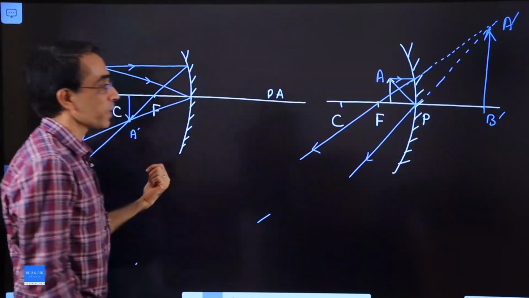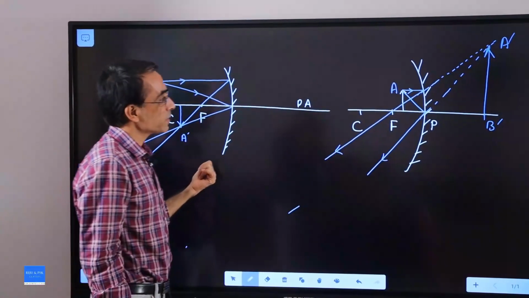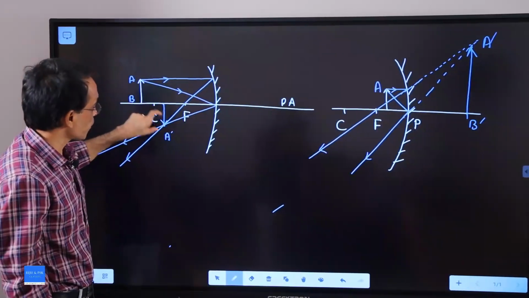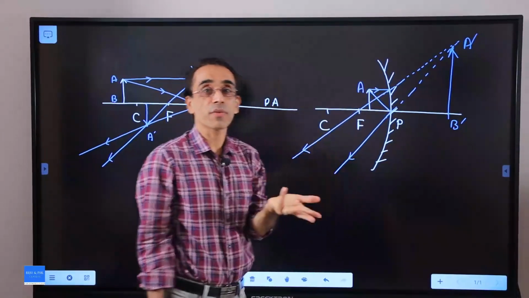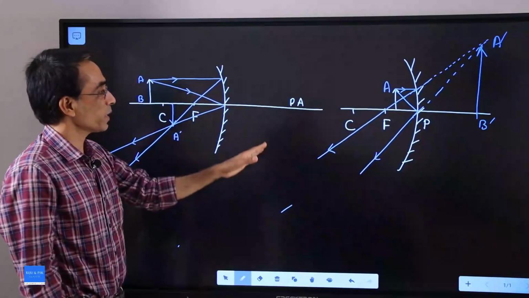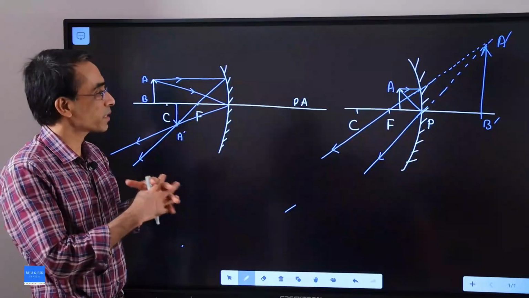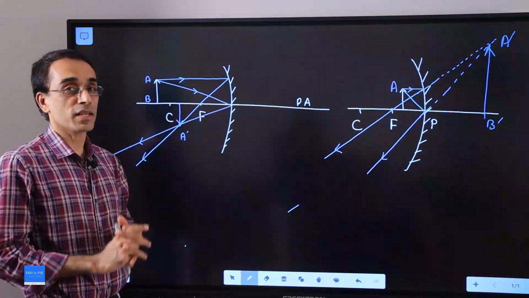So a concave mirror has the ability to form inverted images and erect images. It can form images smaller than the object, images larger than the object, and even images of the same size. So the magnification of a concave mirror is very versatile. It has very good applications in many areas.